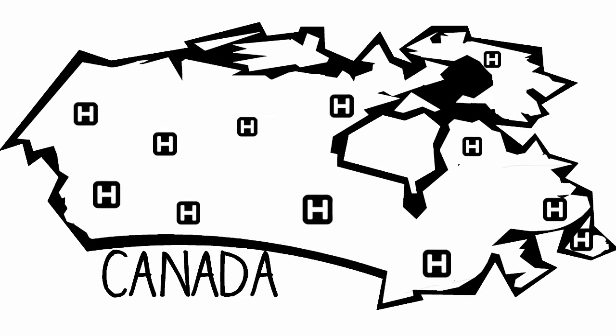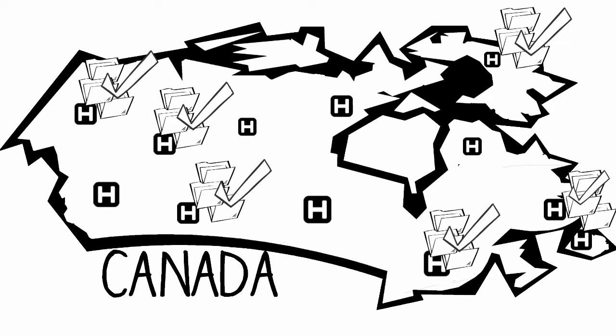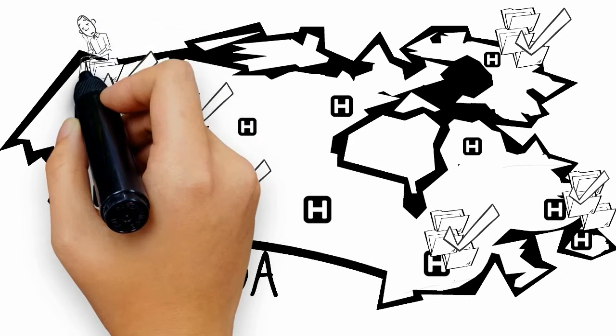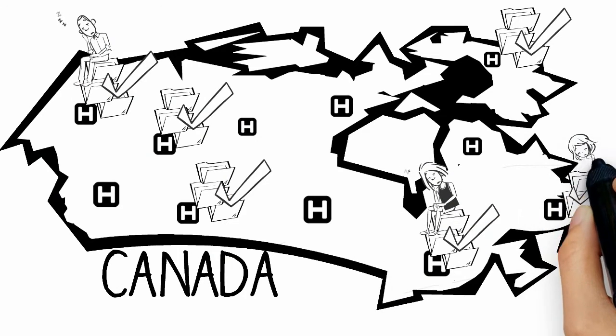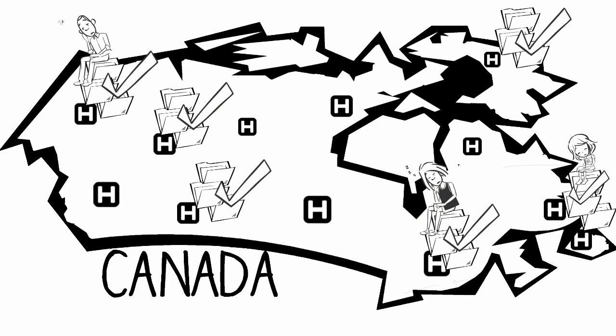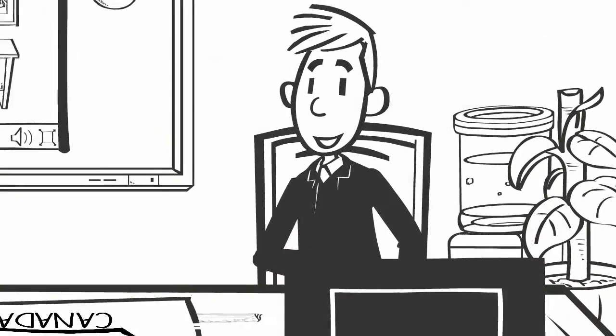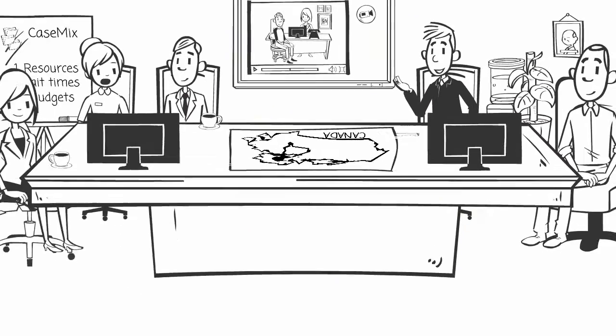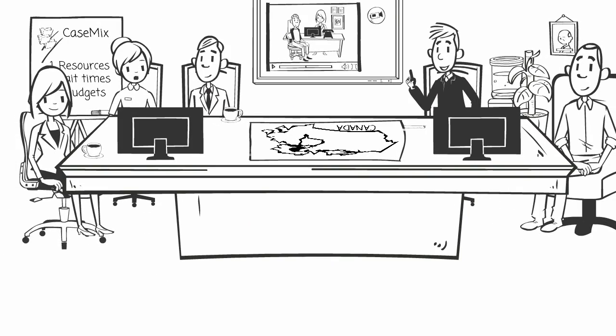Mark identifies several hospitals that treat similar types of patients to Greenwood. He uses case mix reports to understand whether patients with similar care needs are staying longer at his hospital than other hospitals. Mark decides to set up a community of practice with these peer hospitals so they can share their experiences and best practices around providing good and efficient care.